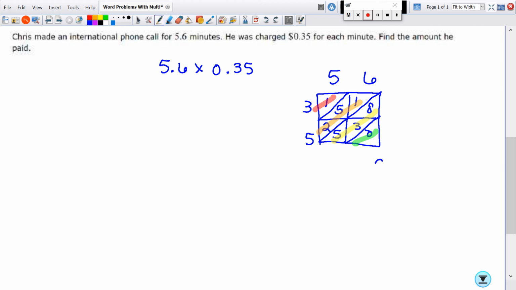So the green diagonal is 0. The yellow one adds up to 16. You write down the 6, you carry the 1. The orange diagonal, 7, 8, 9. And then the red diagonal is a 1. We had 3 numbers after the decimals. So I'm going to put my decimal between the 1 and the 9. Again, it's a dollar amount, so I'm going to call it $1.96.